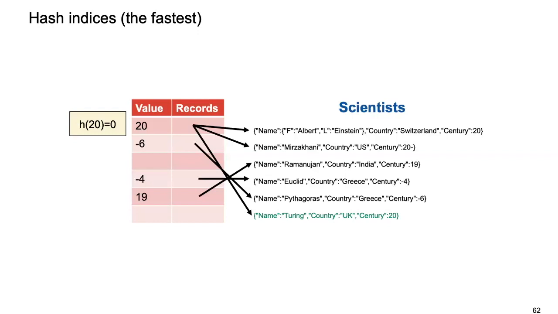The array is large enough that we avoid collisions. A good feature of a hash function is that collisions are rare. It's rare to find two values that would lead us to the same position.